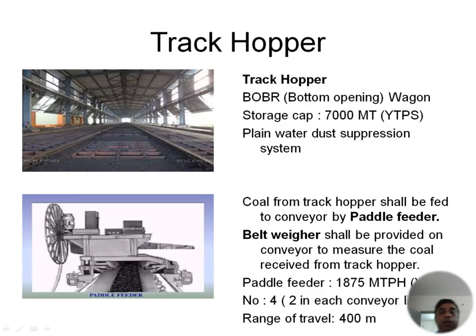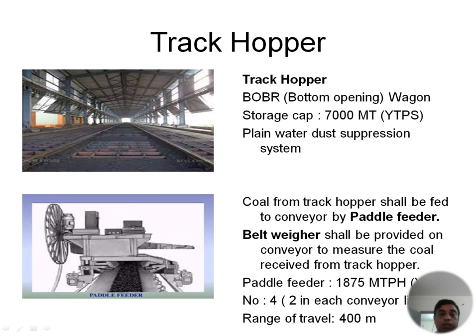What are the major equipment of a coal handling plant? Track hopper is one of the most important equipment of a coal handling plant, where coal is brought by means of railway wagons, and there will be a number of concrete hoppers in the track hopper, where coal will be unloaded from the bottom opening wagons of the rail. There will be a water dust separation system also, because while unloading the coal there will be a huge amount of dust emission. So that dust is suppressed by a plain water dust suppression system.